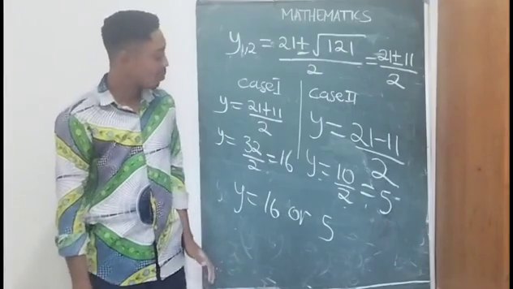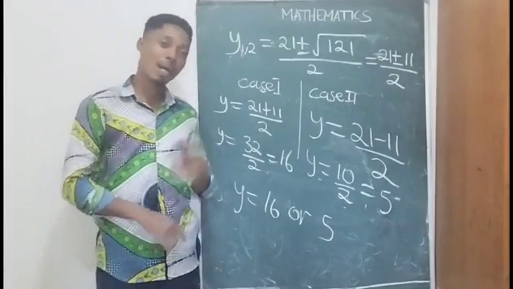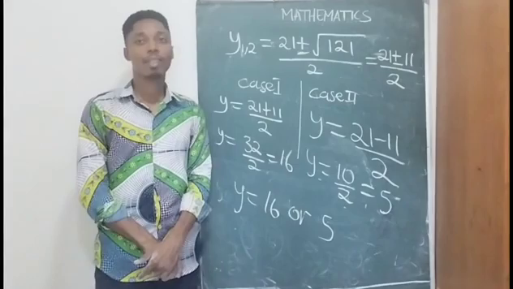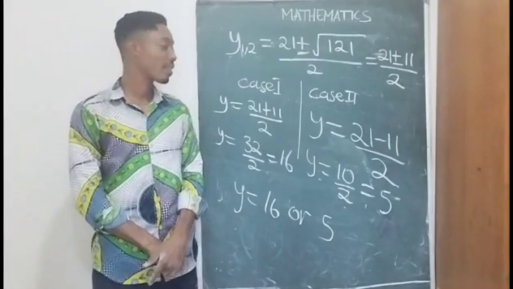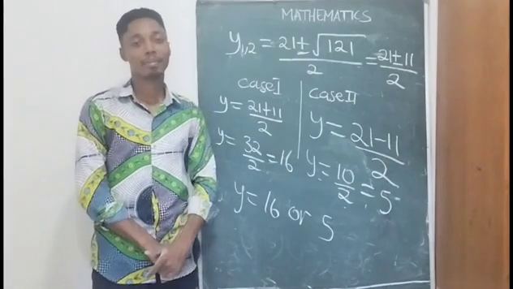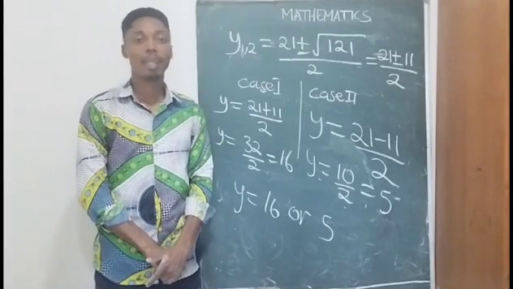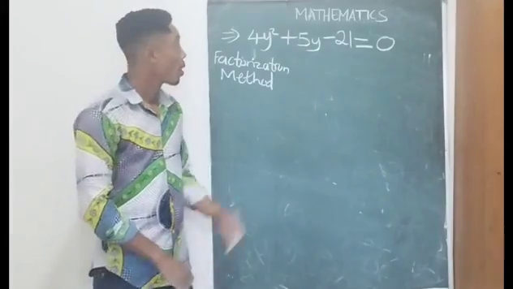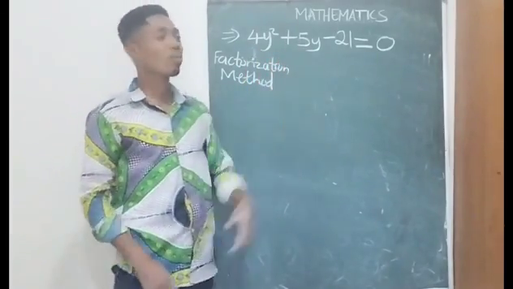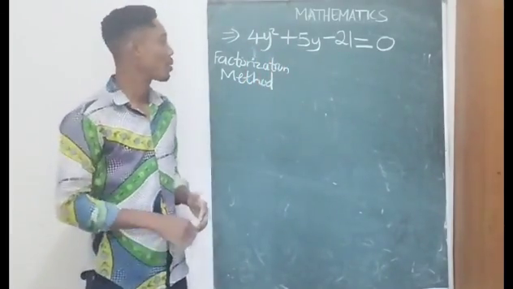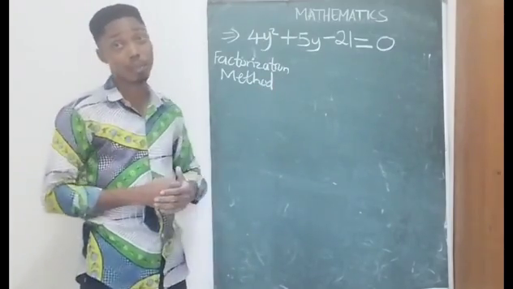All right. So compared with the factorization method, you can see that we are arriving at the same answer. Let's move to the third question. And finally, 4y squared plus 5y minus 21 equals 0. So in this case, we'll start with the factorization method.